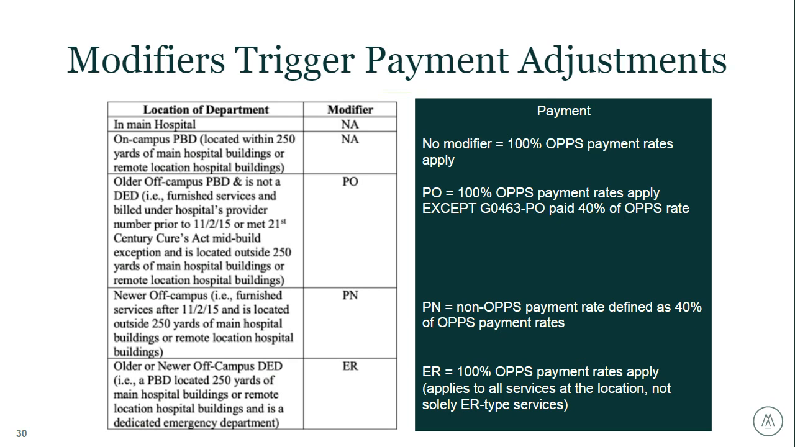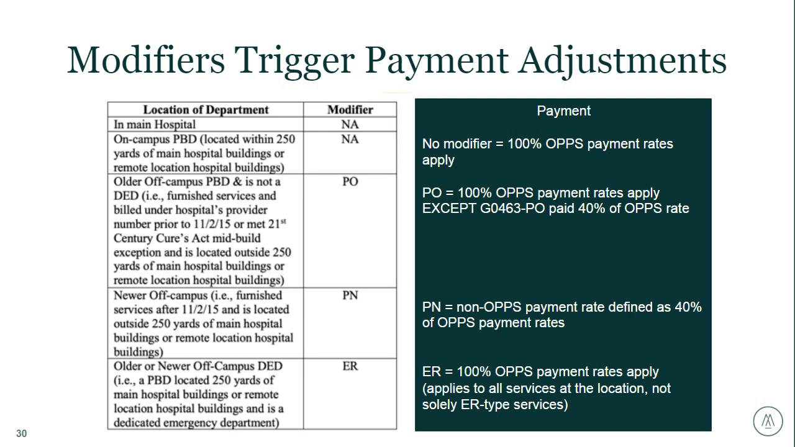How are the payment reductions applied? Well, they're triggered by the application of modifiers. And this is where I was saying the billing department really needs to know physical location by physical location. Has it been deemed on or off campus, accepted or non-accepted? Is it an OPPS payable service or not? There's a lot of questions around this.